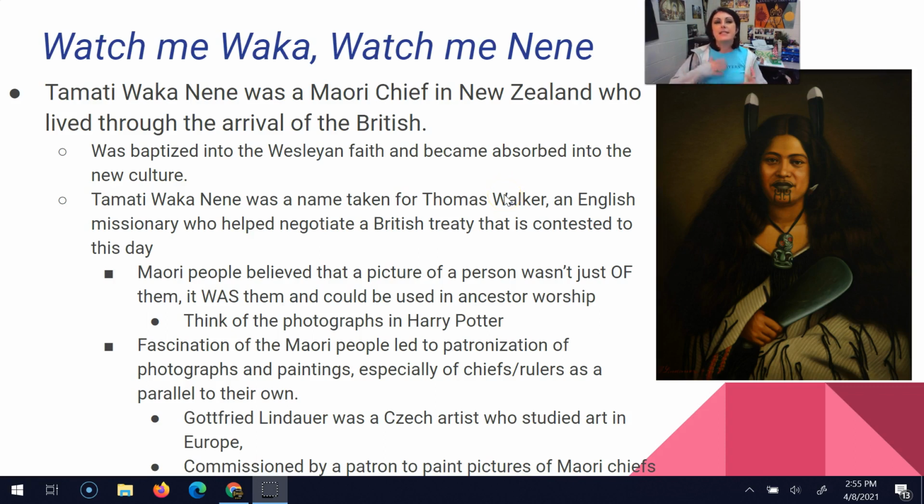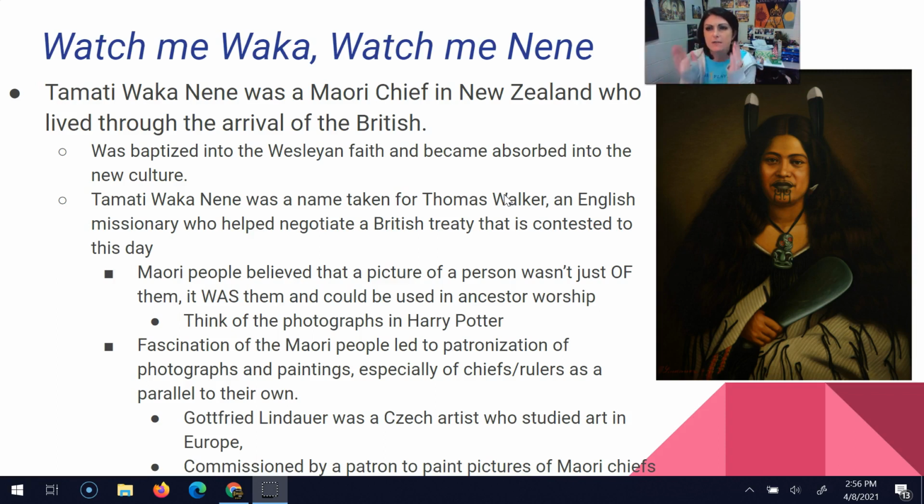All right, this guy was baptized into a branch of the Christian faith. He was Wesleyan, and he became very absorbed into the new European culture. This is going to create a really strange thing, because Europeans wanted to see indigenous people in their indigenous dress. But there were quite a few people in Oceania who wanted to have their pictures done in European clothing or European hats.